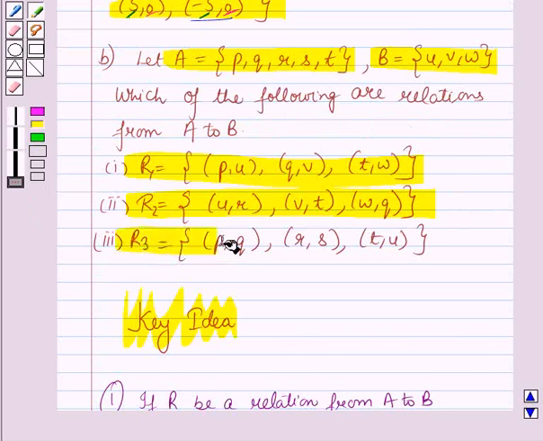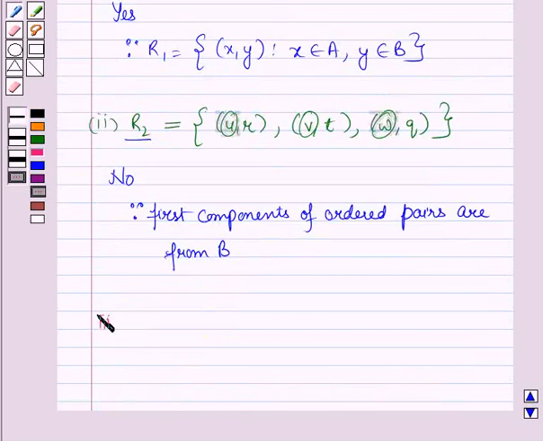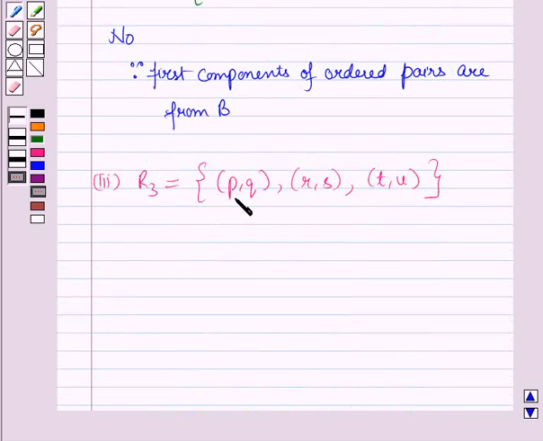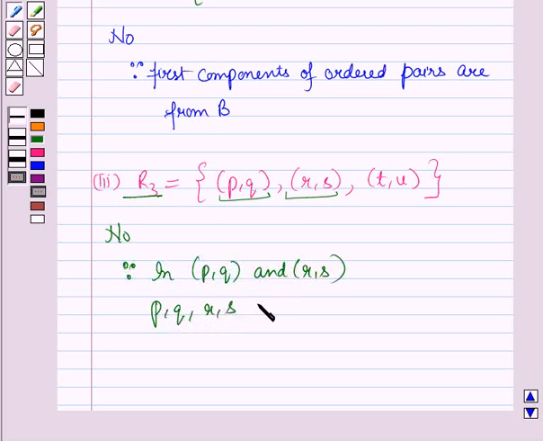Now let us start with the third part. In the third part, R3 is equal to a set containing the ordered pairs (P, Q), (R, S) and (T, U). Now we know that this is the set A, this is the set B. Now here you can see that in these ordered pairs, all the components, that is P, Q, R and S, are from the set A. And the answer for this is no. This is not a relation from A to B because in the ordered pairs (P, Q) and (R, S), P, Q, R and S, all of them are from the set A.